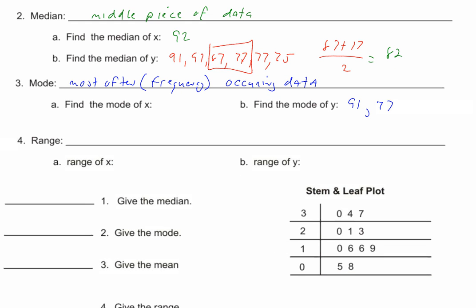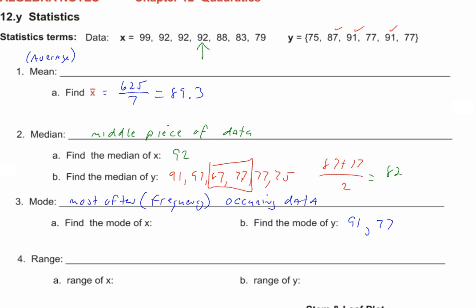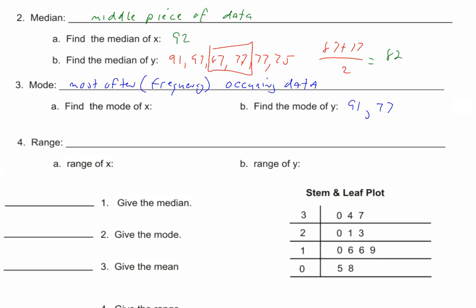Now you don't add them up. There's two modes for the Y data. What was the X? 92. Okay, what if there's the same amount of every piece of data? Some people say every number is the mode. Some people say there is no mode. It's kind of boring either way. So it's really no bearing. There's no significance if there's no mode.